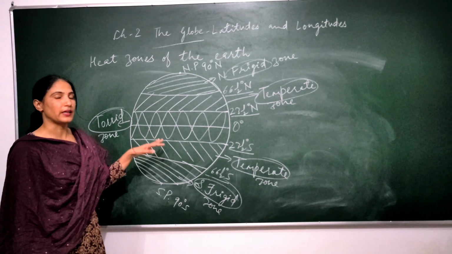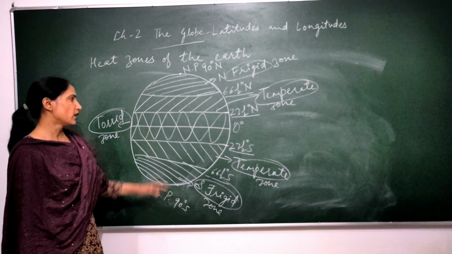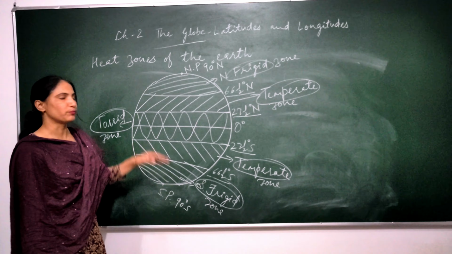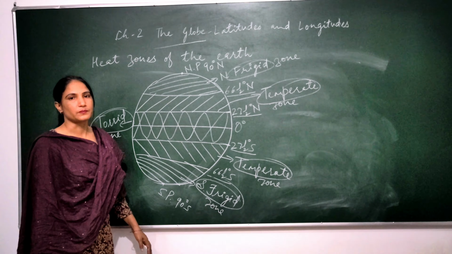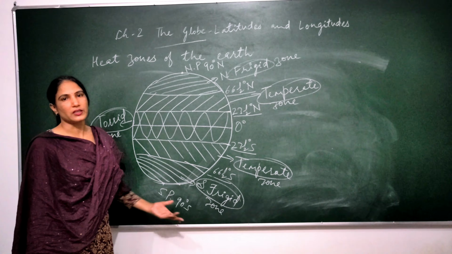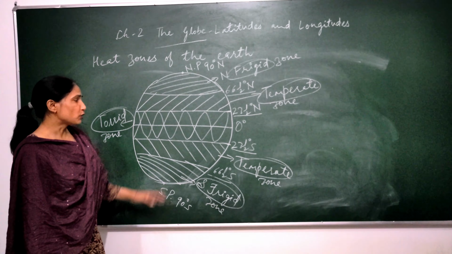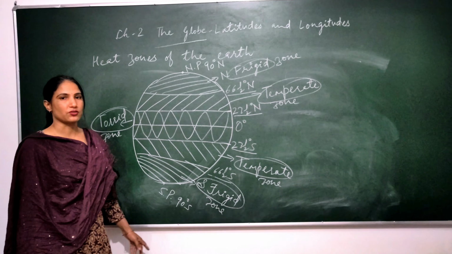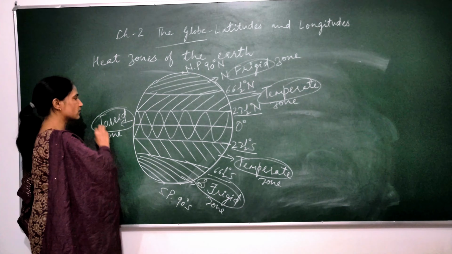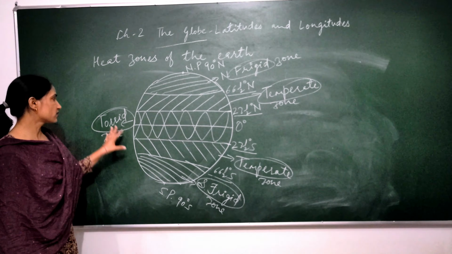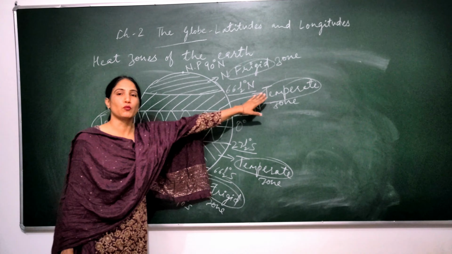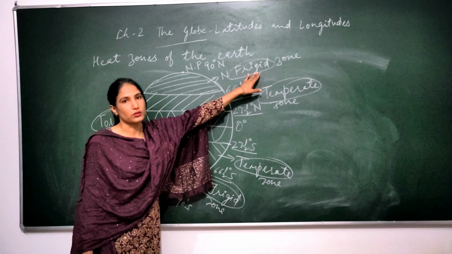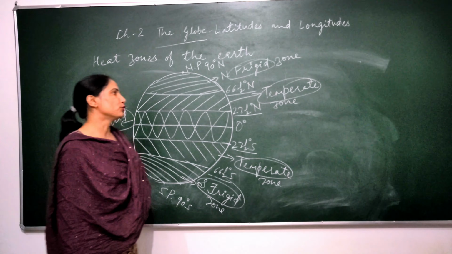Now we are going to focus on the temperature of these 3 heat zones of the earth. As we all know, the earth is spherical in shape, and due to its spherical shape, the sun rays that the earth receives are different from one latitude to another. So because of this, different heat zones have different temperatures. The torrid zone is the hottest zone of the earth. Why is it hottest? The temperate zone has a moderate temperature. Why does it have a moderate temperature? And the frigid zone is extremely cold. Why is it extremely cold? Now we are going to focus here.